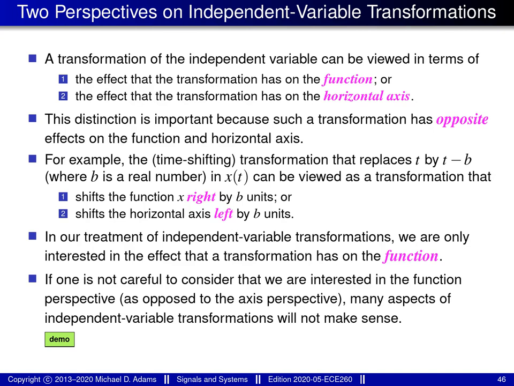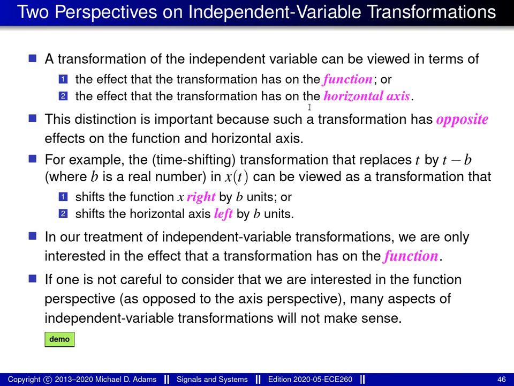At this point, I'd just like to make a few additional comments about independent variable transformations. So a transformation of the independent variable can be viewed in two different ways, in other words, viewed from two different points of view or two different perspectives. One is we can ask the question, what effect does a transformation have on a function? But we can also view things from a very different point of view, which is we can consider the effect that the transformation has on the coordinate axis, in other words, on the horizontal axis.